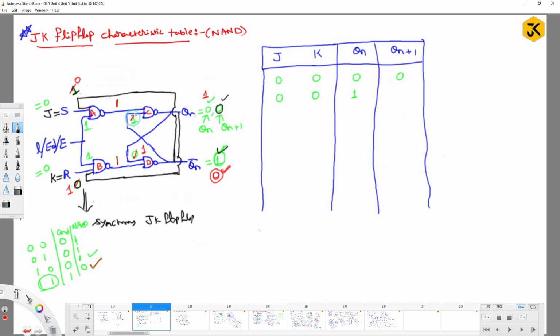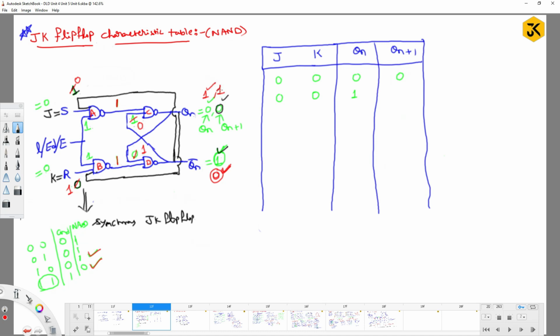Now this 1 will be sent to here. What is 1 and 1? You are going to get 0. We got as per our expectation. Now this 0 will be sent to here. What is 1 NAND with 0? 1 NAND with 0 is 1. It is working as per our expectation, meaning that q1 is 1, q1 plus 1 is also 1.